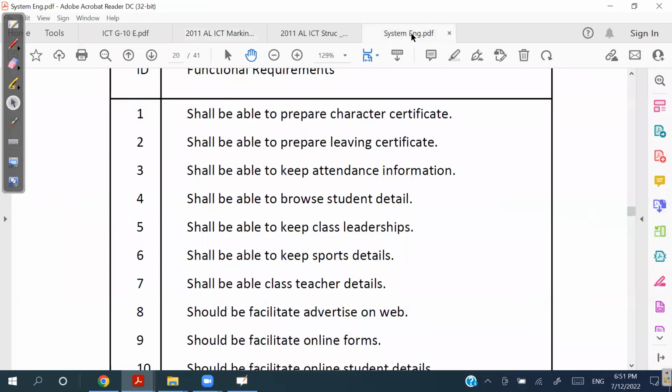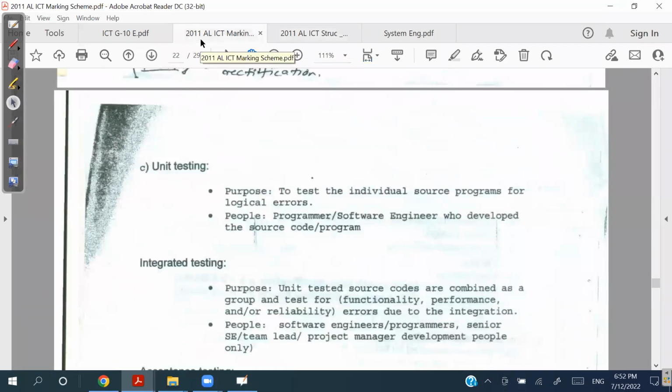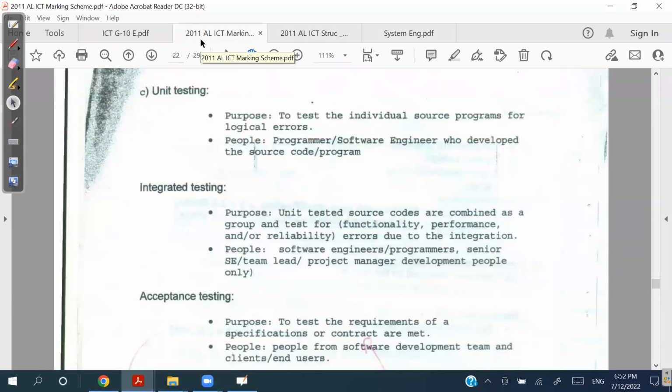So then they are asking about the testing, right? Yeah, describe the purpose of unit, integrate and acceptance testing. Who are the people responsible for each testing process? So they have said unit testing, the purpose is to test the individual source programs for logical errors. So that kind of an idea should be there, right? When it comes to the people, it should be the programmer or the software engineer who developed the source code or the program, right? Those kind of people should be there, right?